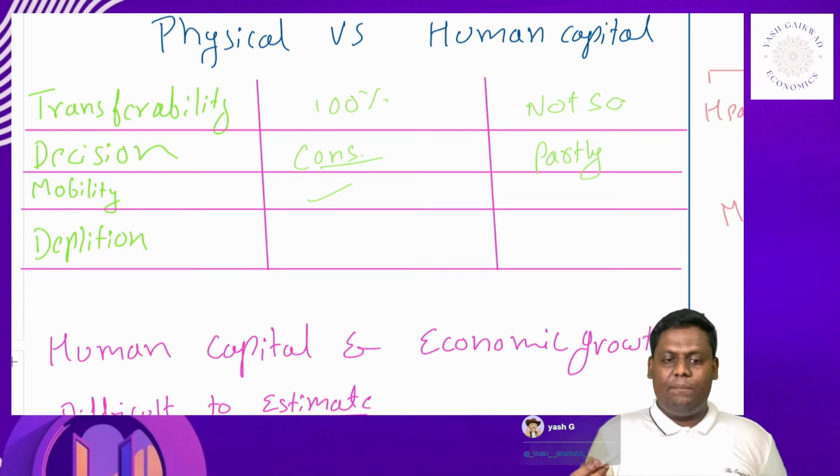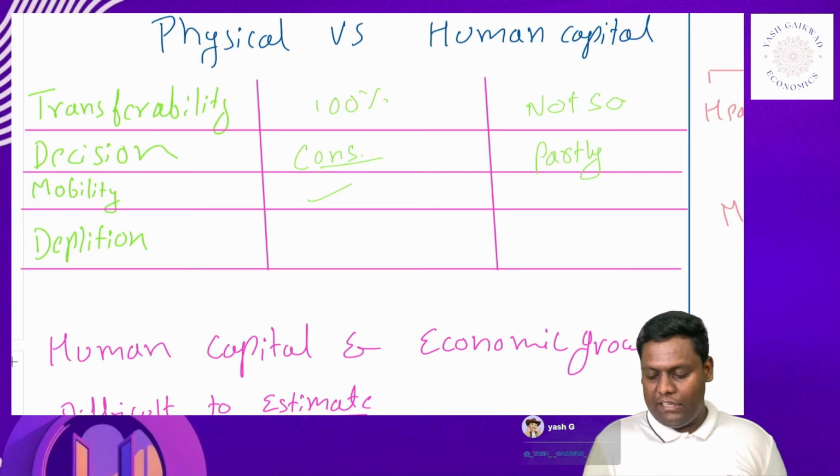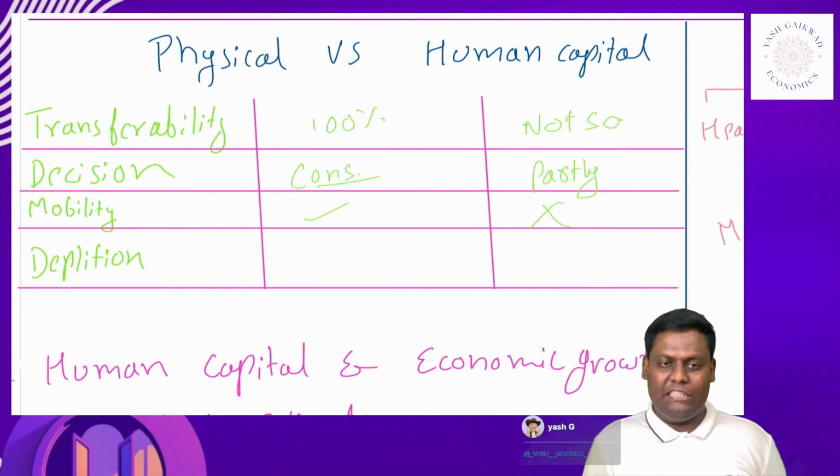Can a physical capital move from one place to another? Can the ownership be transferred? The answer is yes. Can it happen in case of human capital? The answer is no. So human capital, let's say a person has invested in his education, the knowledge he has gained remains with him. He can apply it, but he cannot transfer that knowledge to another person.